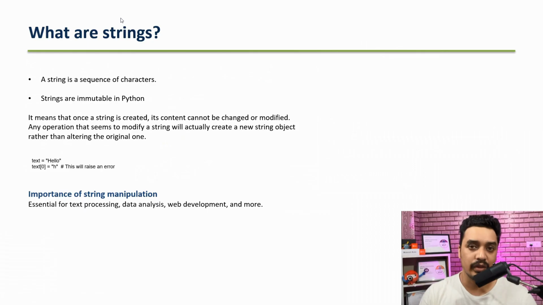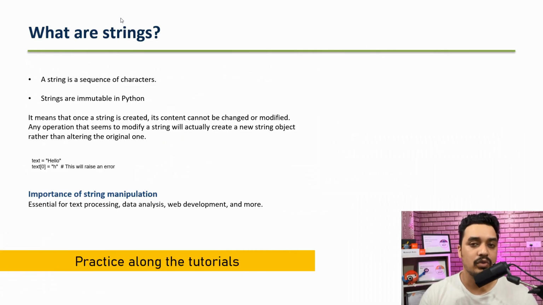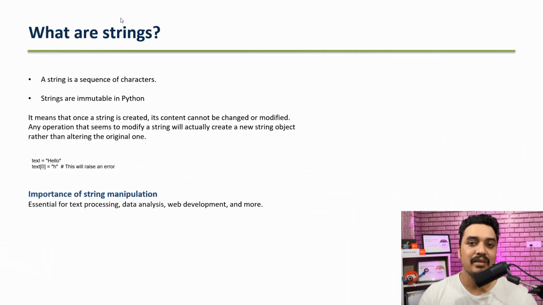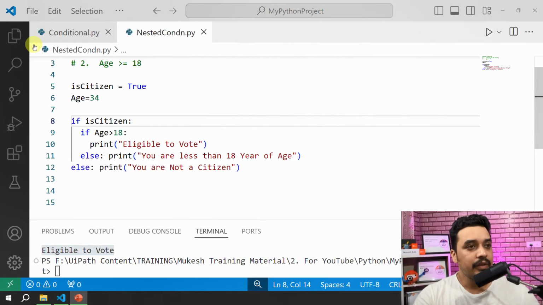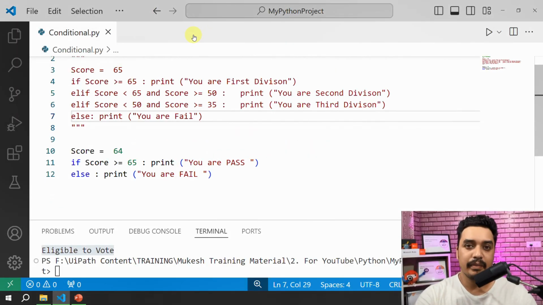Next, I'm going back to my Python screen, which is VS Code, and I would also request you to open your editor and practice along with me so that at the end of this tutorial we both have the same set of learnings of string manipulation. Okay, now going back to my VS Code. Okay, so I'm back in VS Code. This is the same solution which we have been working on, right?